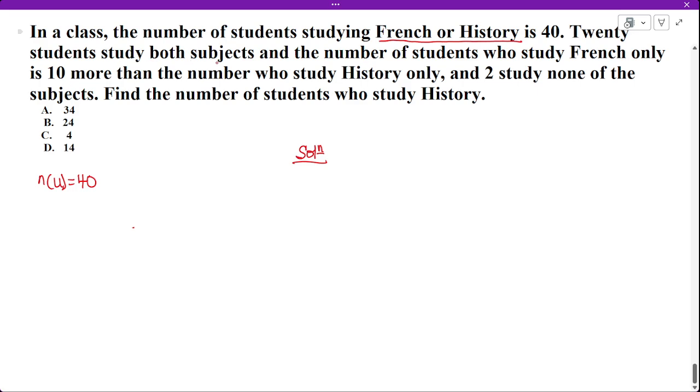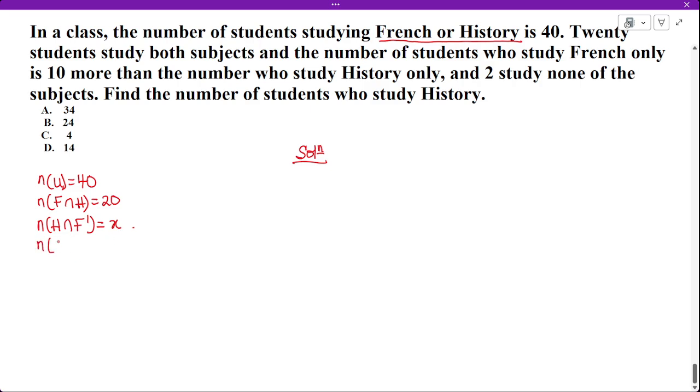20 students study both subjects. So let's see, French intersection history gives us 20. Now they are saying the number of students who study French only is 10 more than the number that study history only. Since we don't know those who study history only, we represent that as history intersection French complement, and that gives us X. We don't know history only.